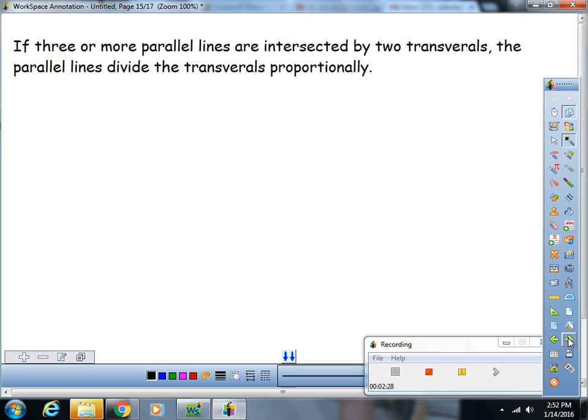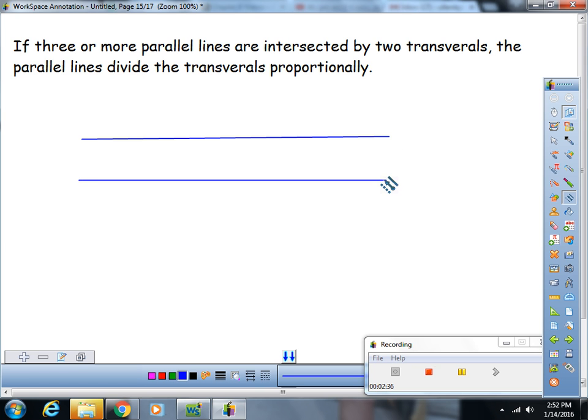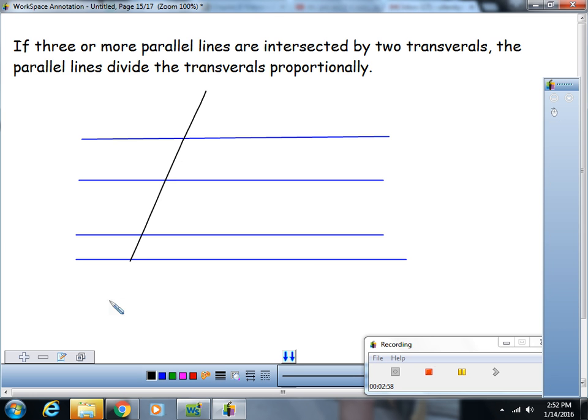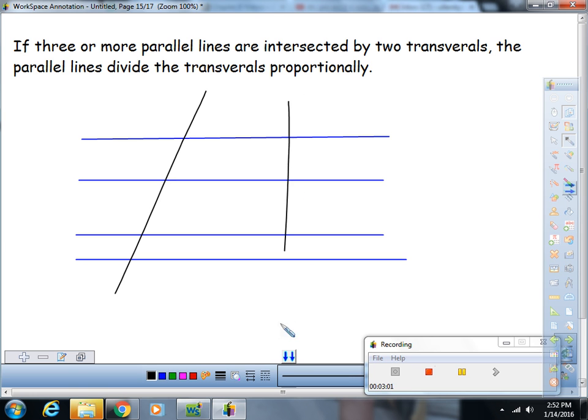All right, second theorem. If three or more parallel lines are cut by two transversals, then the parallel lines divide the transversals proportionally.